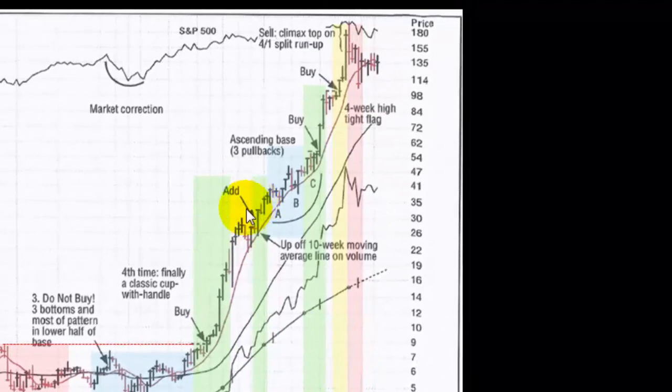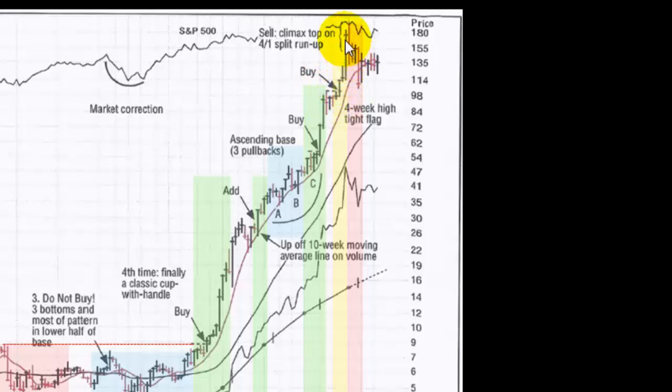So we'd add to our position. Then it forms the ascending base that we talked about earlier. So it consists of three pullbacks with higher highs. When it breaks out, you could add to your position. Then it looks like we have this 4-week high tight flag. That's another pattern we covered. So when it breaks out from there, you could add a little bit more.